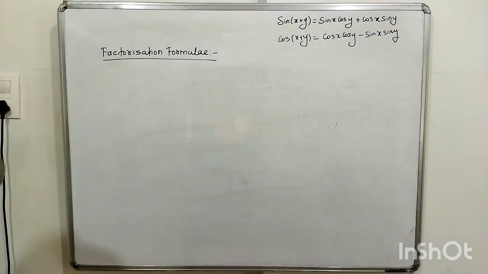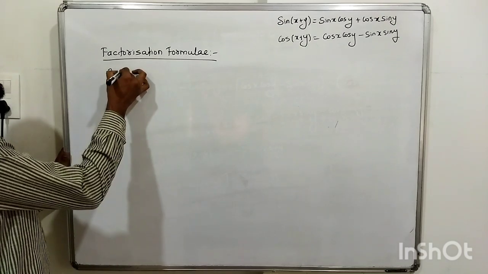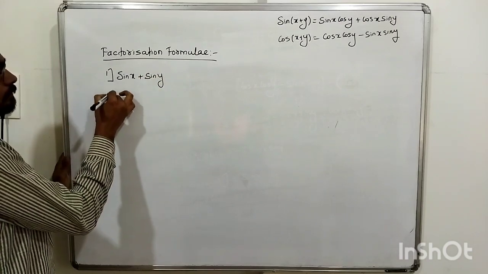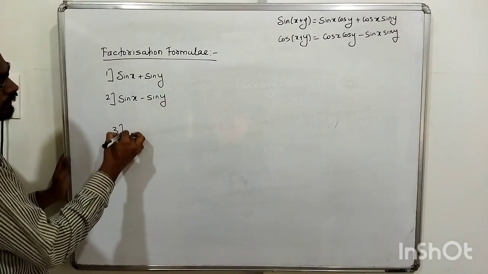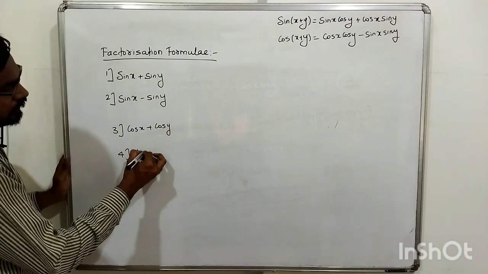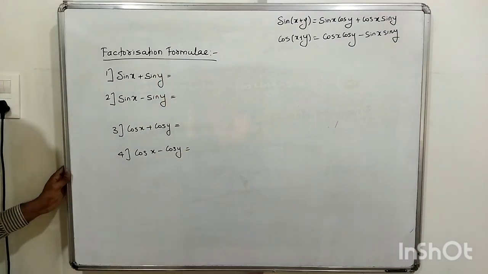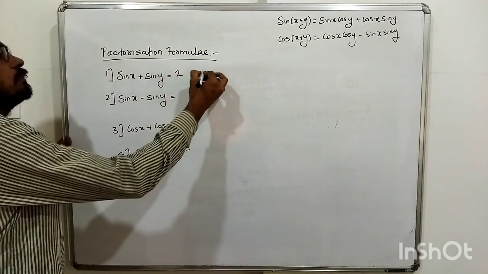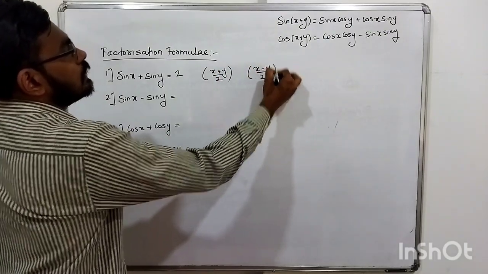So first one is sin x plus sin y. Then second, sin x minus sin y, then third, cos x plus cos y, and fourth, cos x minus cos y. These are the 4 formulas. And how to remember this? See, these things are common: 2, x plus y upon 2, x minus y upon 2. Everywhere in all 4 formulas this is there.